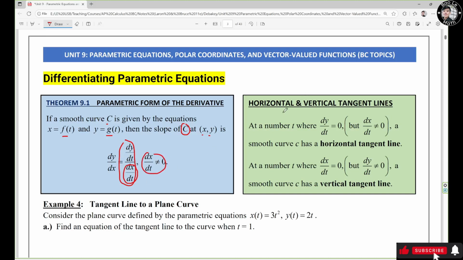Now, horizontal and vertical tangent lines. Remember, we have the Christmas tree trick. If the lines go in this way, the slope is positive. If the lines go in this way, the slope is negative.